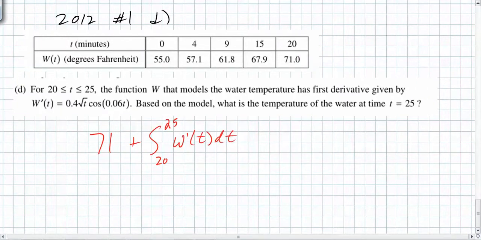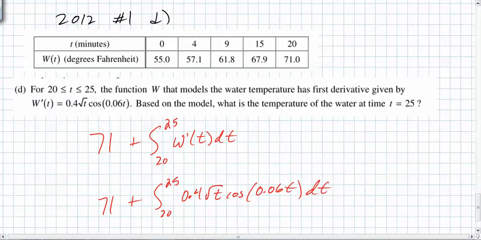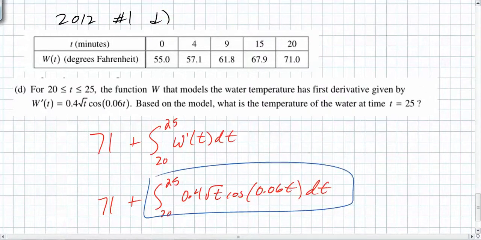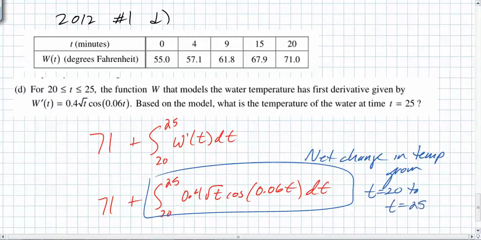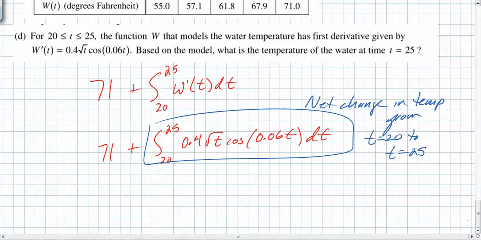So what are you doing? The temperature at 25 is going to be 71 plus the integral from 20 to 25 of 0.4 square root of t cosine 0.06 t dt. Because what does this represent? That's the net change in temperature from time equals 20 to time equals 25. That just tells you the net change. Does that tell you what the actual temperature is? No, it just tells you how much the temperature has changed.